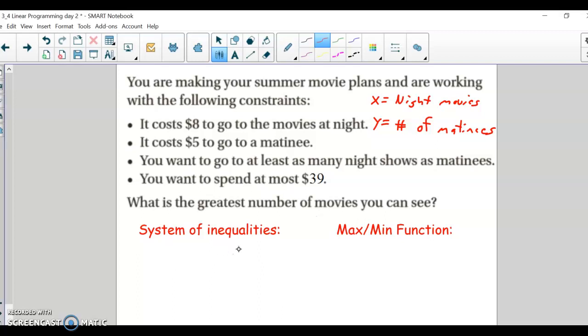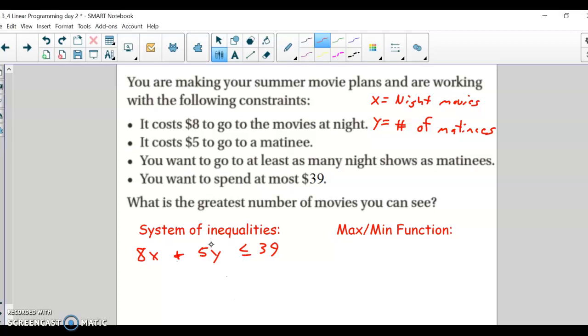Okay, so the first thing is the inequality is the cost. So we have to stay under $39, right? Which means we pay $8 every time we go to a night movie, plus $5 for every time we go to a matinee movie, and that has to stay below $39. Right, so that is our first inequality, is 8x plus 5y has to be less than 39.